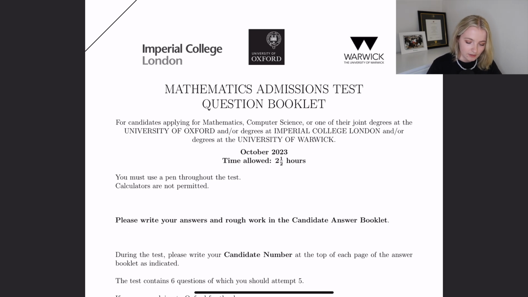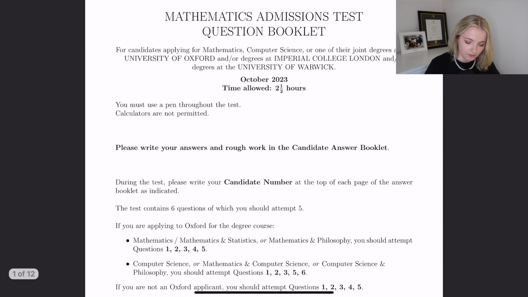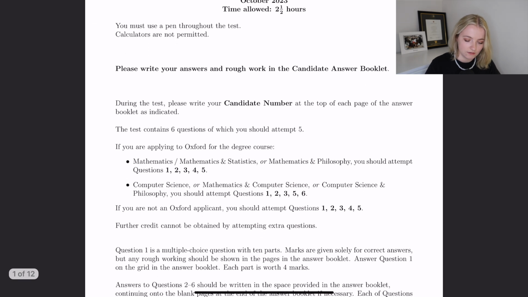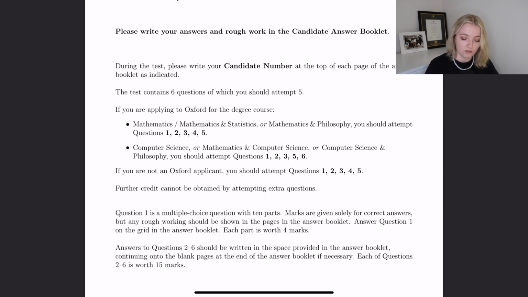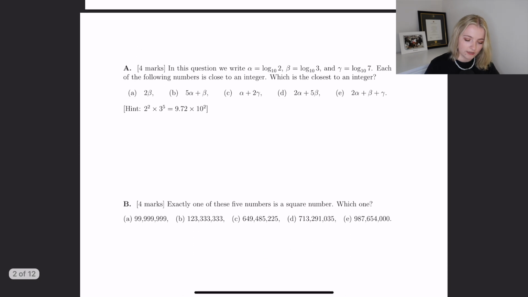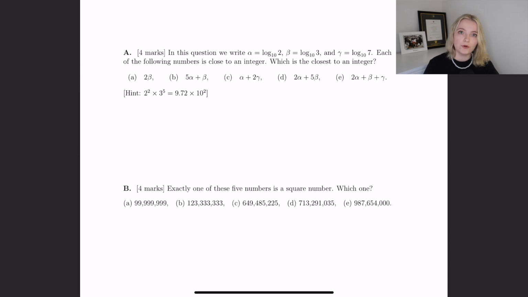So as I said, the time allowed is 2.5 hours. Now feel free to pause the video and have a read of all of this here. The important thing to note is essentially this is saying that depending on what you're applying to Oxford for, these are the questions you must answer. So for us today, because we are focusing on the mathematics side of things, these are the questions that you would attempt. But if you're applying for computer science, then you would not attempt question 4 and you'd attempt question 6 instead. So question 1 is essentially all multiple choice, but don't get too excited.